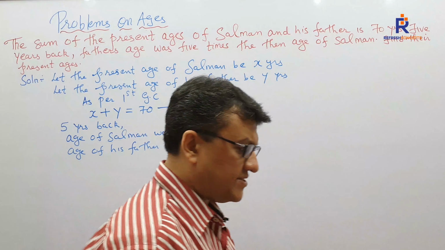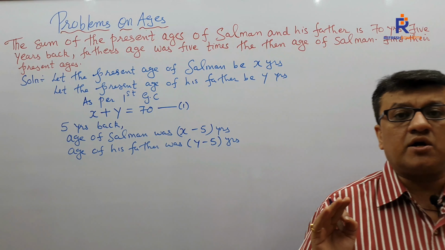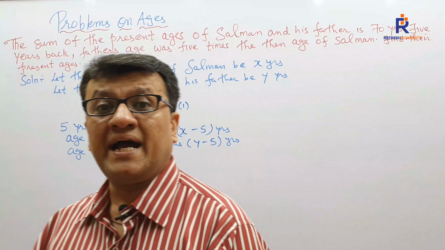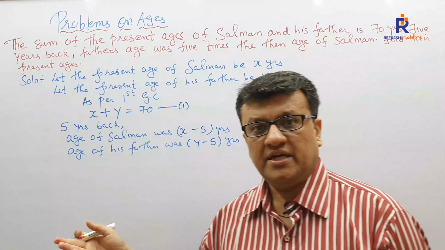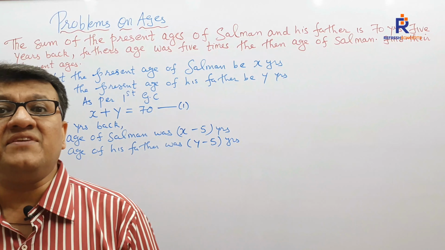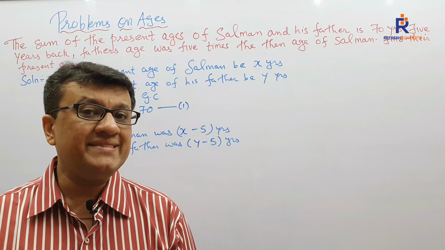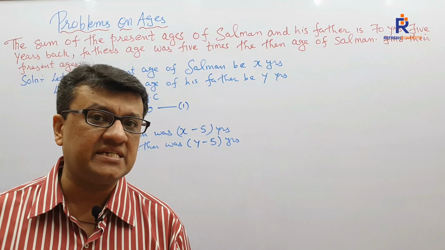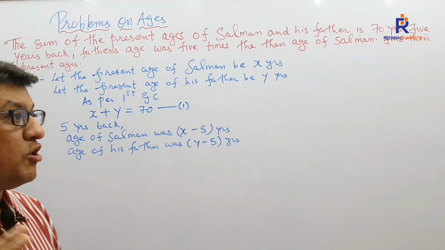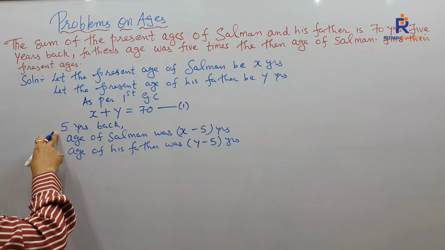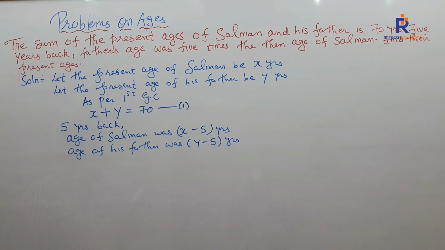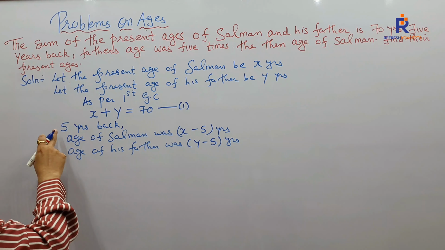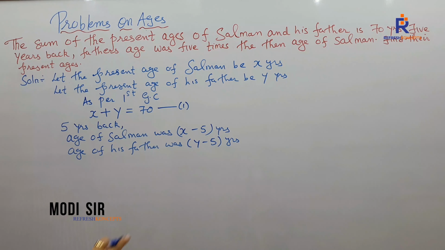3 words, 3 lines. Whenever you come across 5 years back, 5 years ago, 3 years hence, 3 years later. When they say 5 years back or 5 years ago, we go for minus. When they say 3 years hence, 3 years later, we go for plus. And always frame these statements first and then only proceed with the next part of the question. Next equation, not before that, children. That's the reason I said 3 words and 3 lines. Keep this in mind, children.